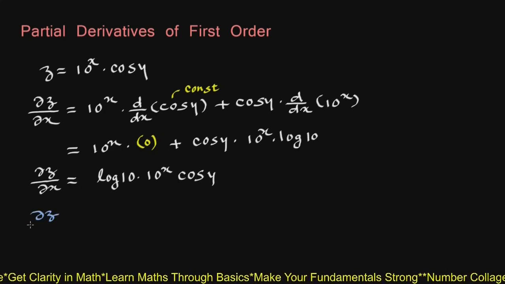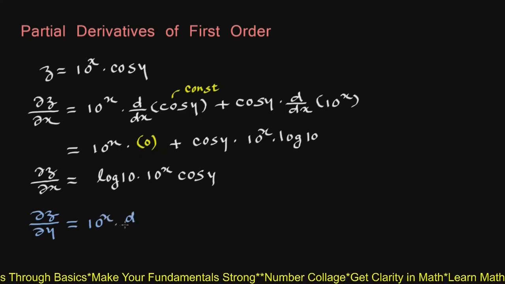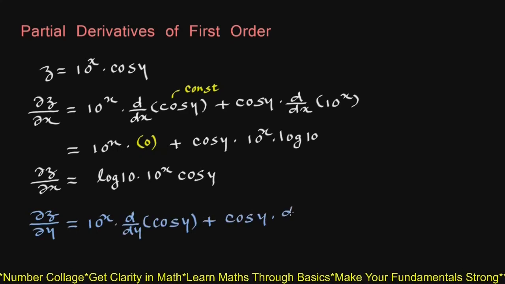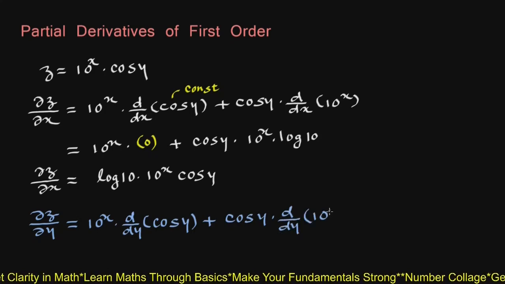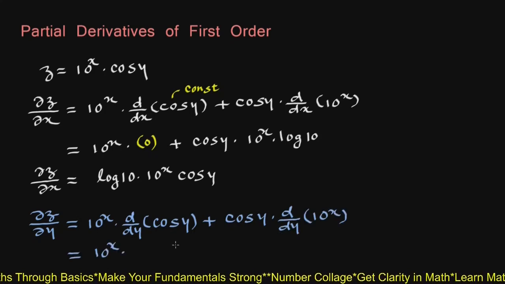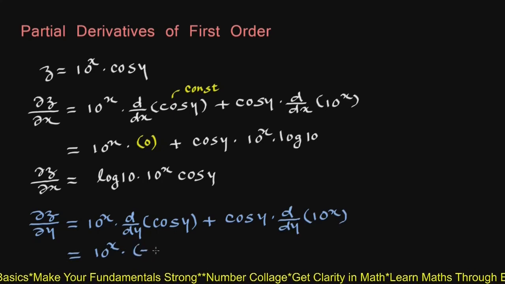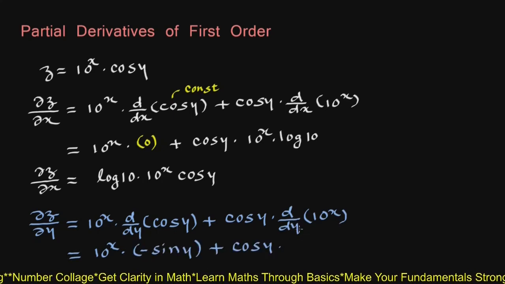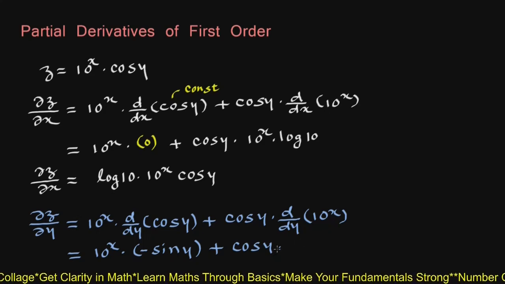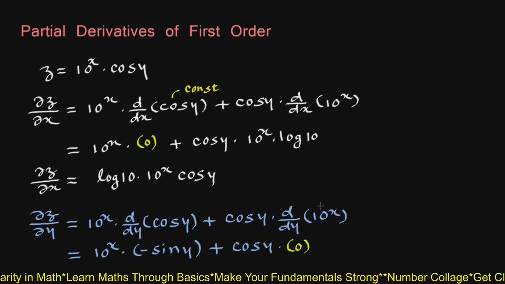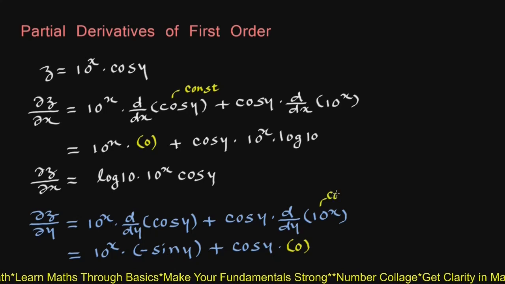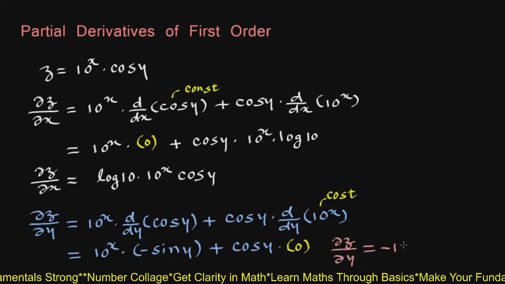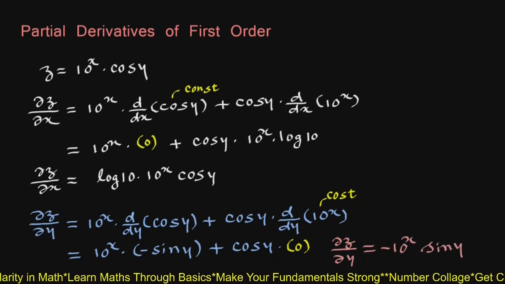Next, dou z by dou y will be tan raised to x d by dy of cos y plus cos y into d by dy of tan raised to x. Tan raised to x d by dy of cos y is minus sin y, plus cos y into d by dy of tan raised to x is 0 because tan raised to x is to be treated as constant. So dou z by dou y will be minus tan raised to x sin y.